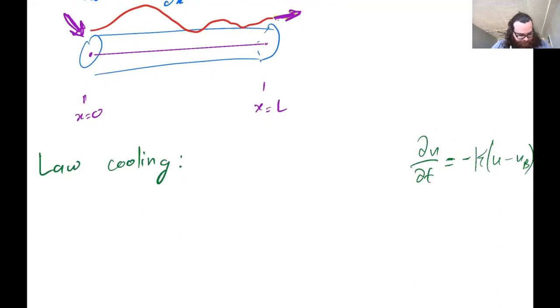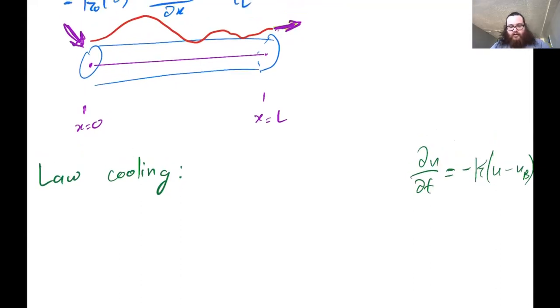So maybe what's happening is heat is flowing out of the end of a rod into some other space. But then the temperature at the end of the rod, we want to describe by this law of cooling.